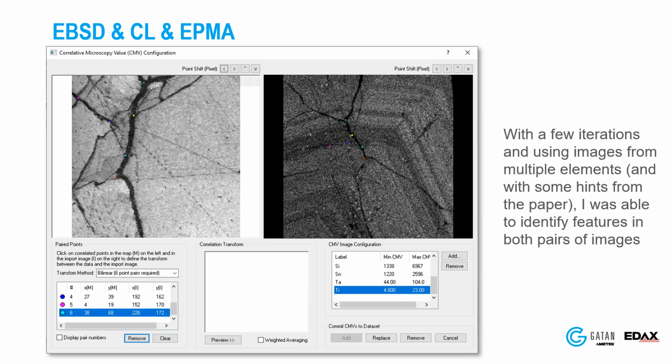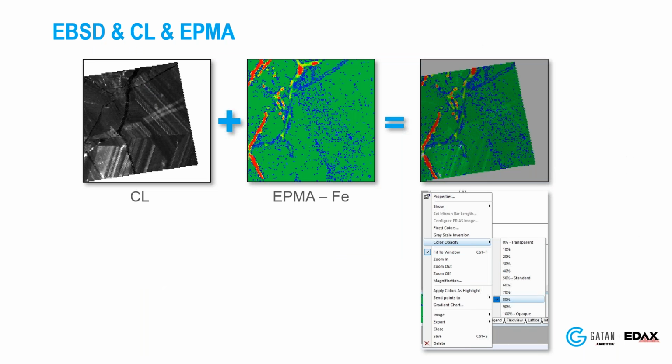So I did all that work, and you can see then the points I clicked. It was a lot more difficult, but because there were so many different images, I was able to do it. And you can see, even looking at this, there's a rotation between the two. And realizing there was a rotation quickly helped me find the pairs. So there's the CL data, EPMA data, and the EBSD data all correlated together.